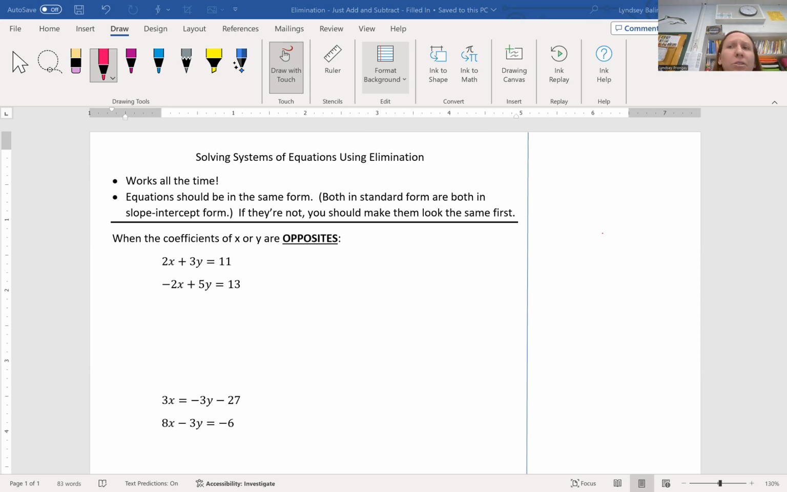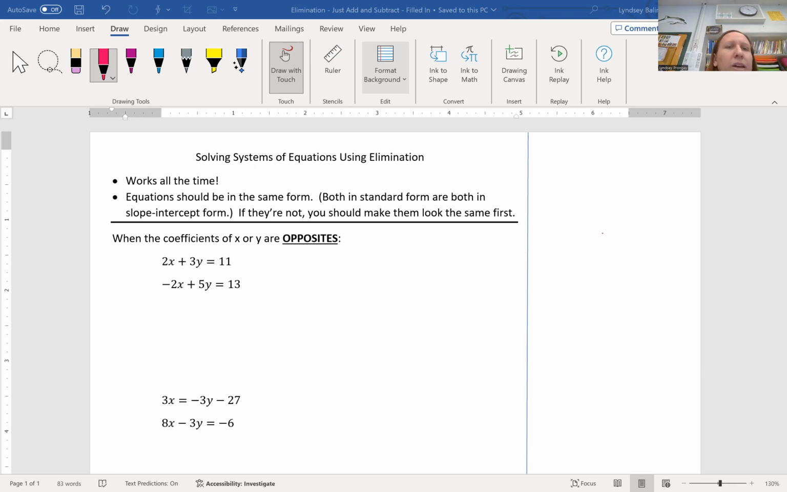Okay, substitution works really well when we either have y equals or x equals in one of our equations, or if we don't have that, it's at least easy to get an x or y by itself if we do a little rearranging. Here, like I said, this works for everything. And in the ones where it might not look like it works, we can manipulate our equations to make it work, essentially. So hence why it works all the time.